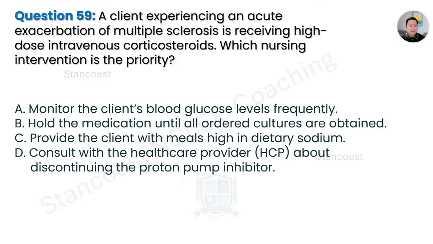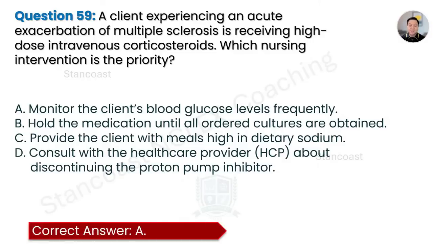59. A client experiencing an acute exacerbation of multiple sclerosis is receiving high-dose intravenous corticosteroids. Which nursing intervention is the priority? A. Monitor the client's blood glucose levels frequently. B. Hold the medication until all ordered cultures are obtained. C. Provide the client with meals high in dietary sodium. And D. Consult with the healthcare provider about discontinuing the proton pump inhibitor.